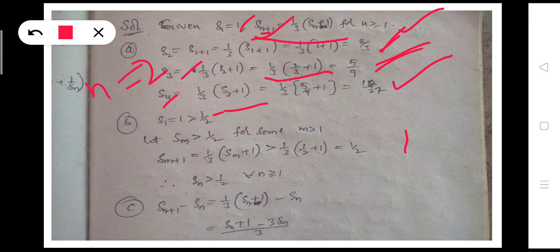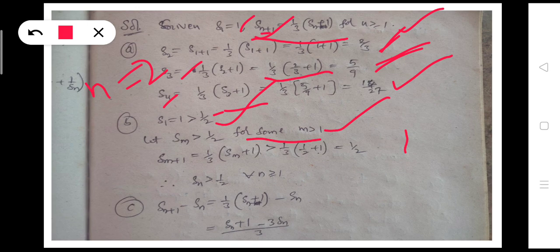Now B. S1 is equal to 1. 1 is greater than 1/2. Let Sm be greater than 1/2. We are considering, let Sm is greater than 1/2 for some m greater than or equal to 1. For some m, Sm is greater than 1/2.